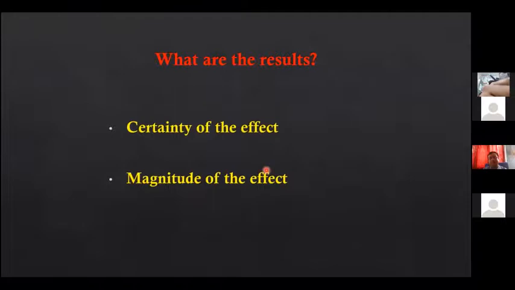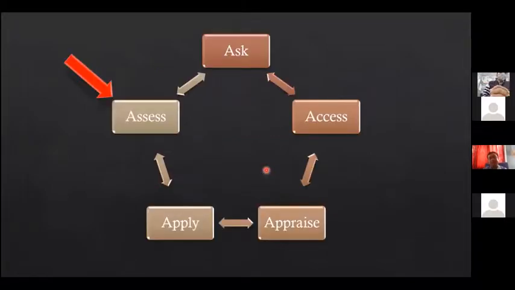In the results, look for the biostatistical analysis, certainty of the effect, and the magnitude of the effect. And if you find that answer, then you can apply it in the patient's mouth. Then again, after application, you have to do the follow-up in the patient. So when you do the follow-up, this will complete the whole cycle. So this evidence-based process starts with the patient and ends with the patient.